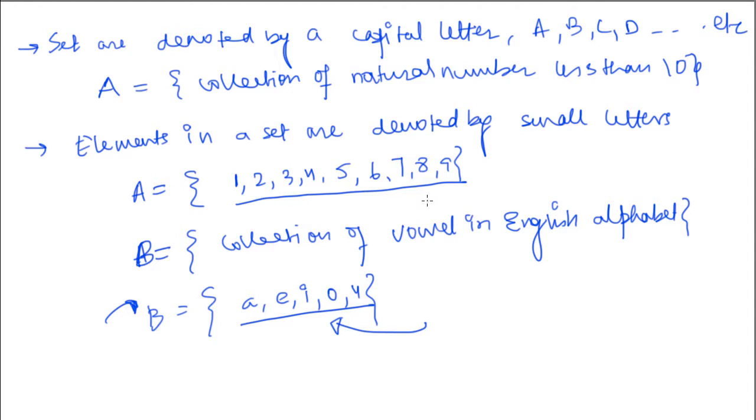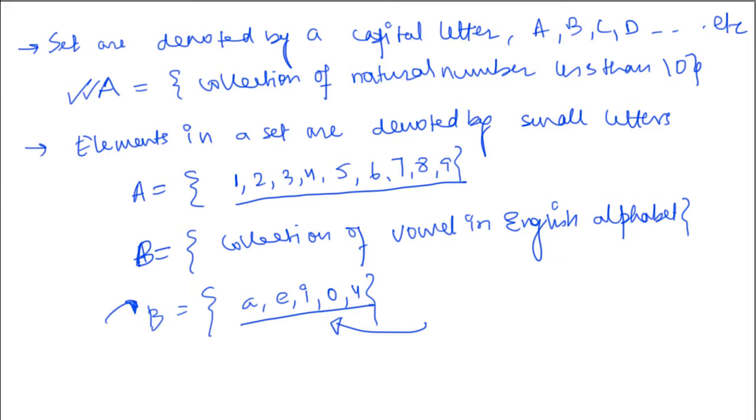If there are numeric elements, then it doesn't matter how we denote them, because there is only one way of denoting numeric elements, that is 1, 2, 3, 4, 5, 6, 7, 8 and 9. So this is how we denote a set. Generally we write a set in capital letters and the elements of the set in small letters.